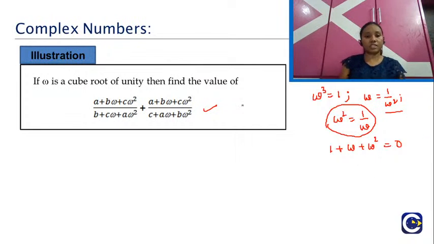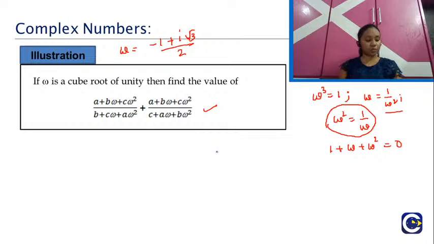Okay. So here the expression is (a + b omega + c omega square) divided by (b + c omega + a omega square), plus (a + b omega + c omega square) divided by (c + a omega + b omega square). So here we know what omega is. Omega is nothing but one of the roots of the cube root of unity, where omega is equal to (-1 + i root 3) by 2. So this is our omega.